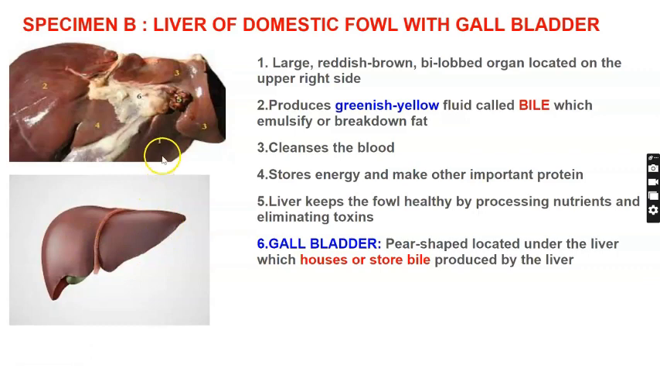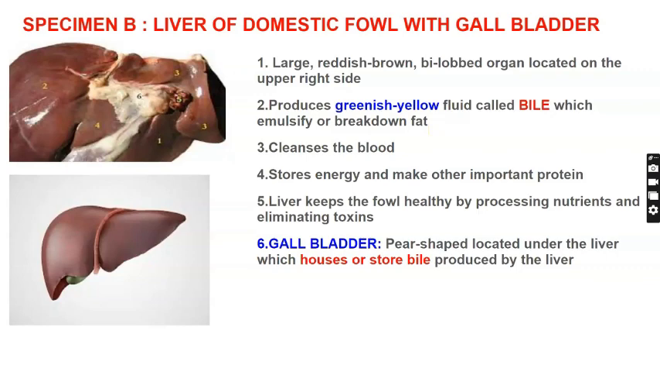Alright, yes, organ. Then one of the major or the primary function of the liver you should note is that it produces a greenish yellow fluid called bile. Yes, this bile helps to break down or emulsify the fat we have eaten. Also, the liver cleanses the blood, it stores energy, and also produces other important proteins.